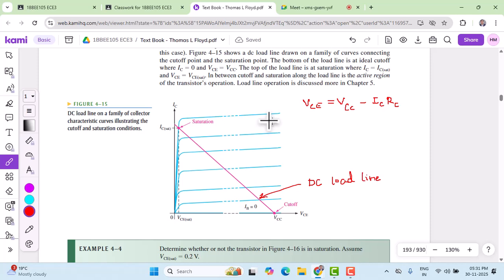On the other side, we have the saturation region, where IC exists, but VCE is 0. So this is the saturation point. At the saturation point, the collector current value is VCC by RC. Okay, so in this way, the active region, saturation region and cutoff region can be defined on the DC load line, which is the pink color line shown. If you move along the pink line between these points, that shows it is the active region.